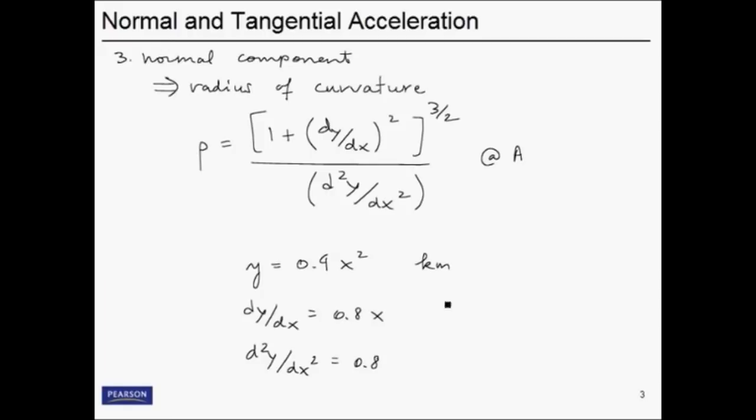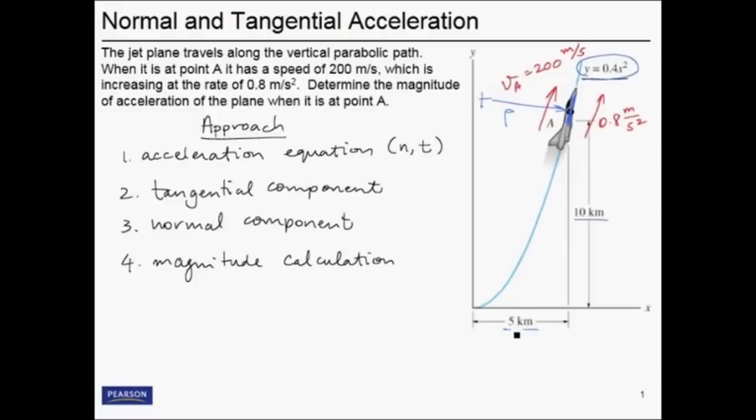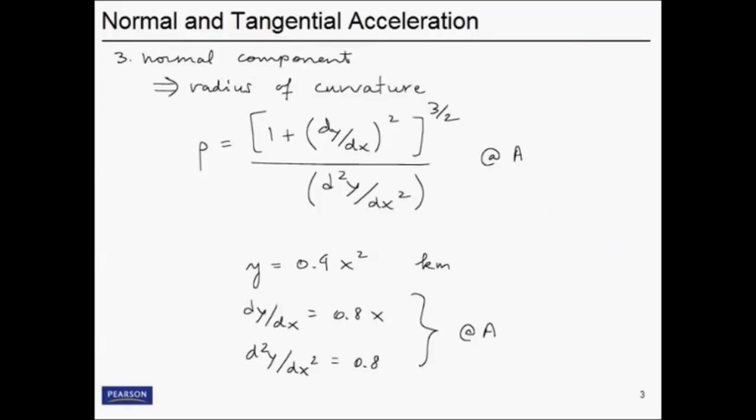Okay, now what we need to do is evaluate these things at point A, and we know the coordinates x and y for point A, so this should be pretty easy to do. If we go back to the beginning here, A is at an x coordinate of 5 kilometers and a y coordinate of 10 kilometers. So we're going to plug in x equals 5 kilometers and see what we get. Okay, so let's do that on the next page. If we write this equation out, rho at x equals 5 kilometers, we get 1 plus 0.8 times 5 kilometers, that's 4. That's going to be squared, and then that numerator to the 3/2 power. Then the denominator is just going to be 0.8. That was a constant for the second derivative.